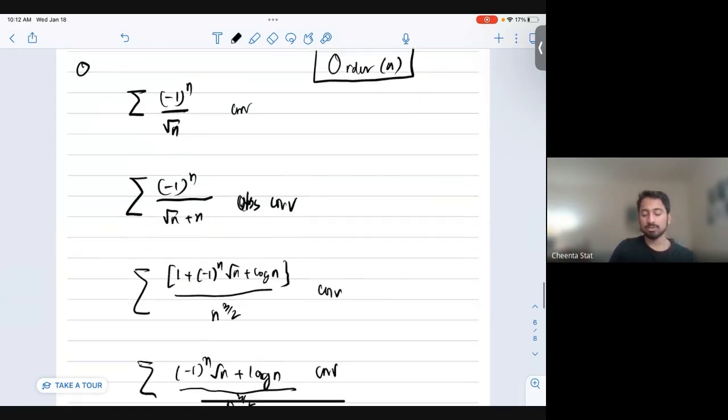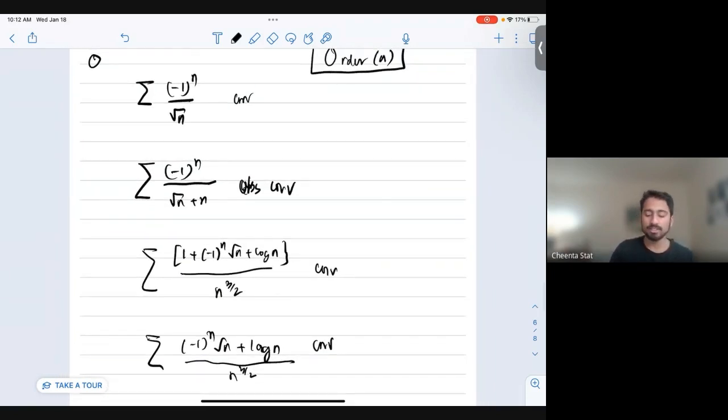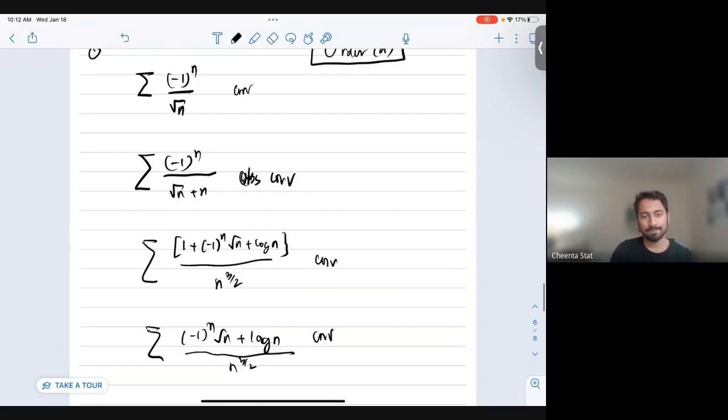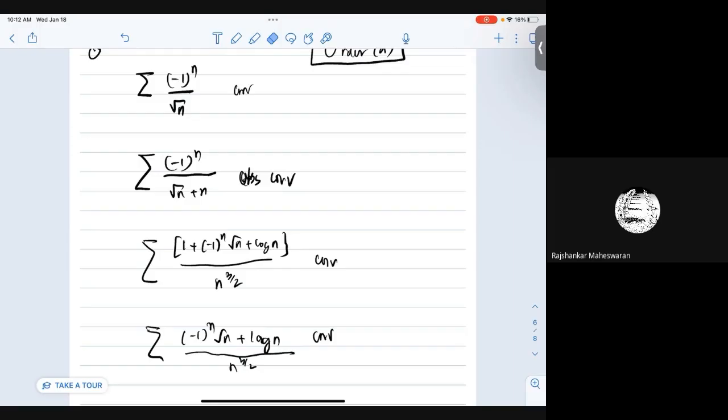So therefore, how do you do this? As SK has told, by alternating series, right? Do you remember what is alternating series? Yeah, Rajshankaran? If a sequence Bn is decreasing and limit as n tends to infinity of Bn is equal to 0, then the sum of (-1)^n Bn will be convergent.